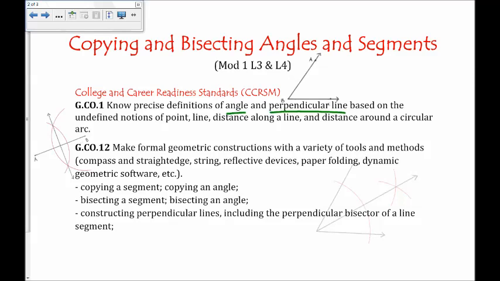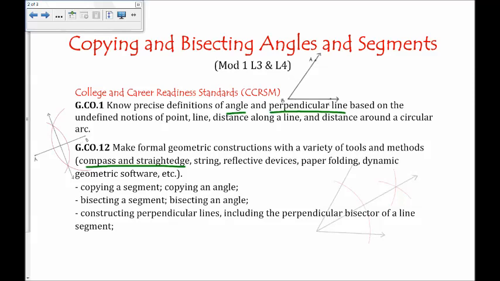We'll focus mostly on compass and straight edge, and we'll be copying a segment and copying an angle, bisecting a segment, bisecting an angle, and constructing perpendicular lines, including the perpendicular bisector of a line segment.